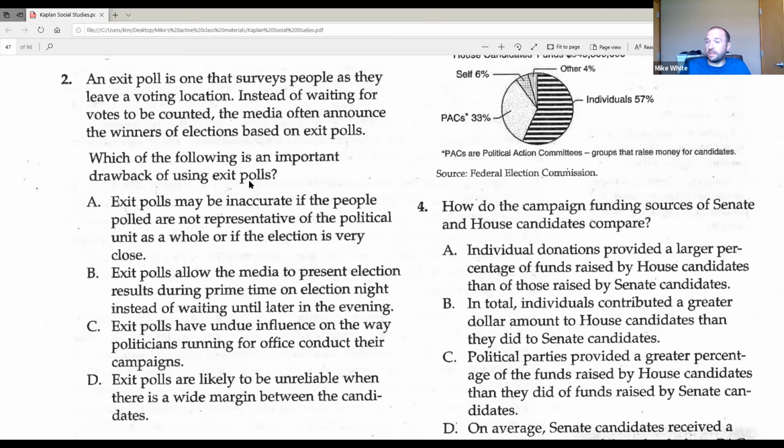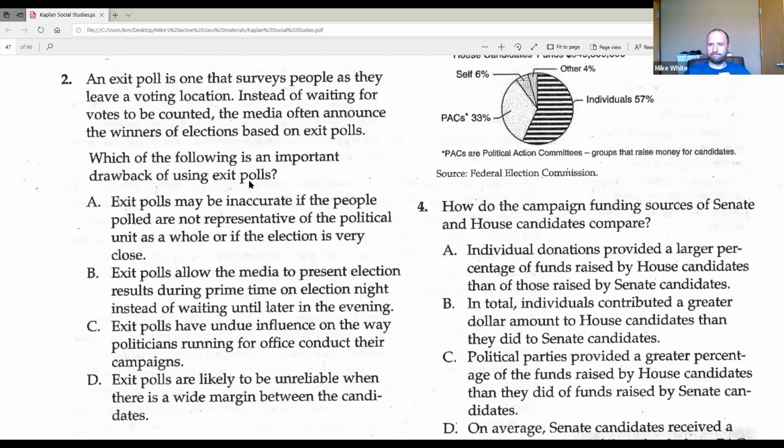So B is the first one I'd throw out. B is one of the important positives of exit polls. That's the reason I would throw it out. And the next one that I'd probably throw out would be C. Exit polls have undue influence on the way politicians running for office conduct their campaigns. Think about what that's saying for just a second. Exit polls happen when? After people have voted. After the election is essentially done. Not done, but after people have made up their minds. Campaigns are essentially the thing that lead up to the election. So campaigns are happening before elections. Campaigns are basically what's a way to define it?